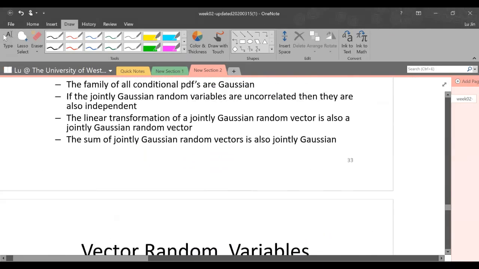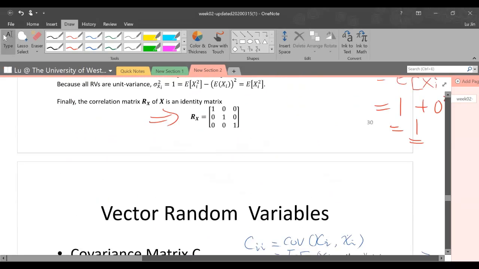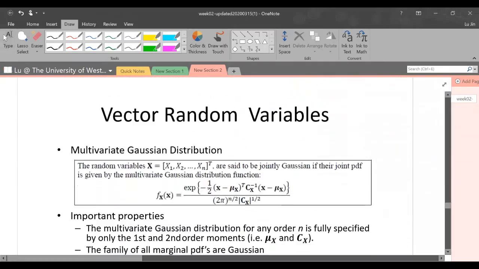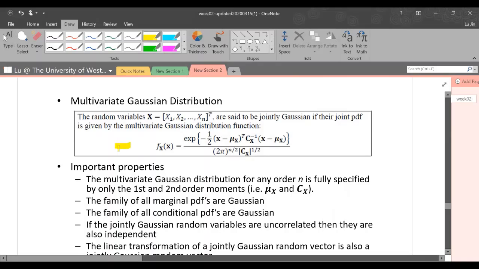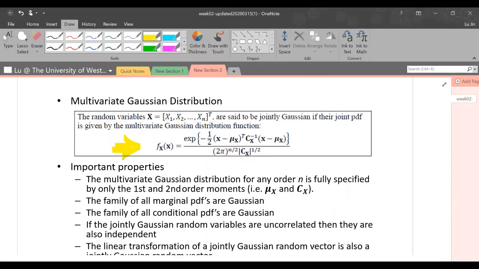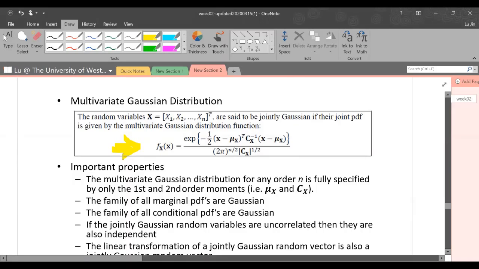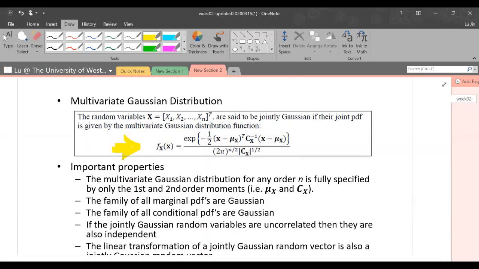Okay, now we come to a special case: the Gaussian distribution. Okay, now the random variables within the vector x, x1, x2, ..., xn transpose, so a column vector, are said to be jointly Gaussian if their joint PDF is given by such a joint PDF. The format of this joint PDF still follows the pattern of the Gaussian distribution we introduced before, but the elements within this formula become a little more complicated because you have in total n random variables within the vector. Again, I will not request you to memorize this formula, but you must understand the notations.